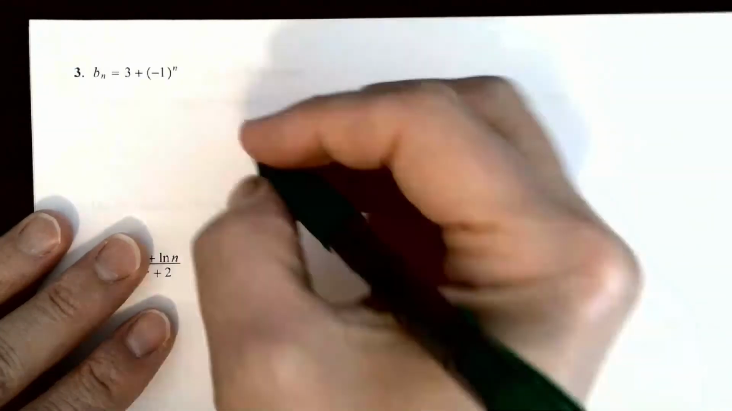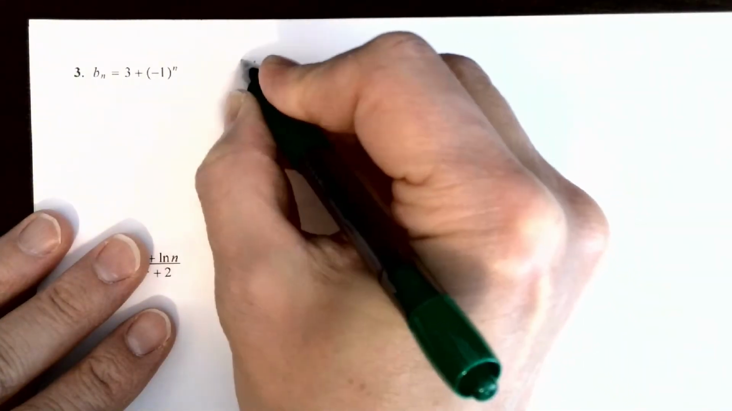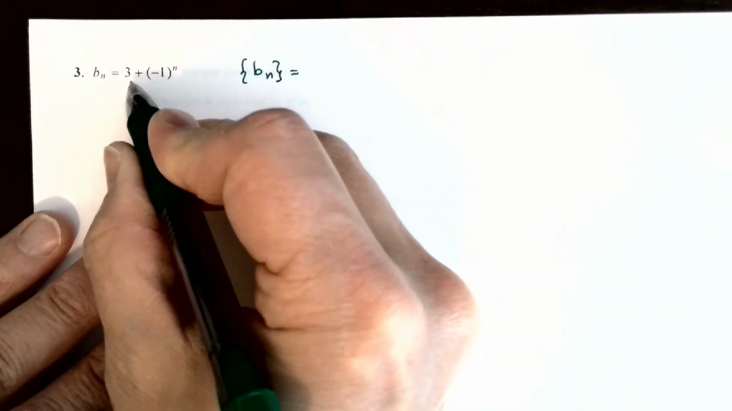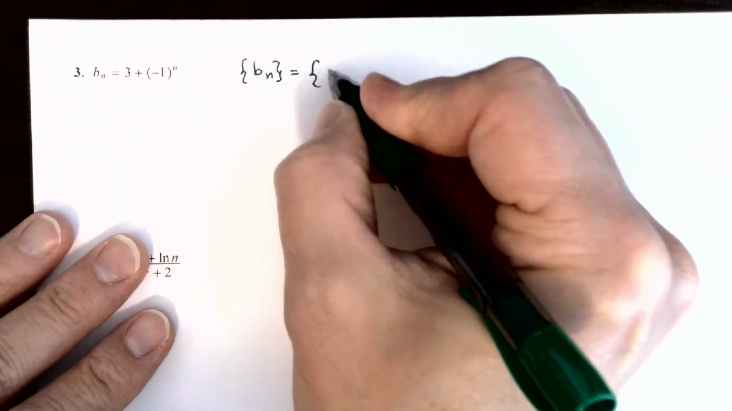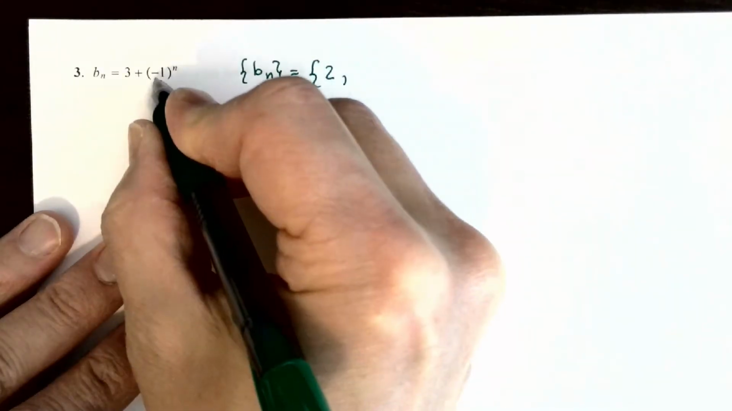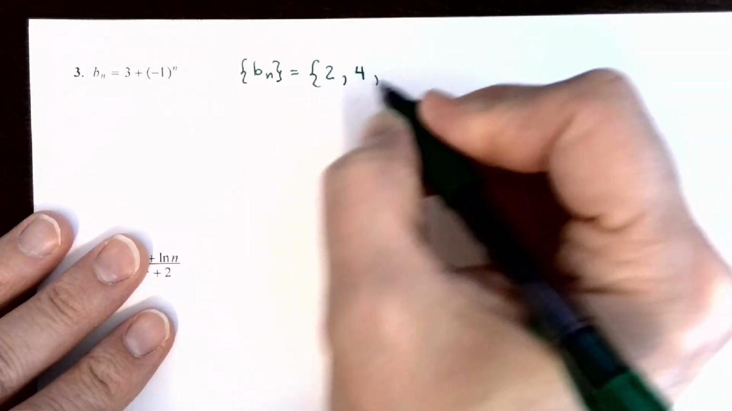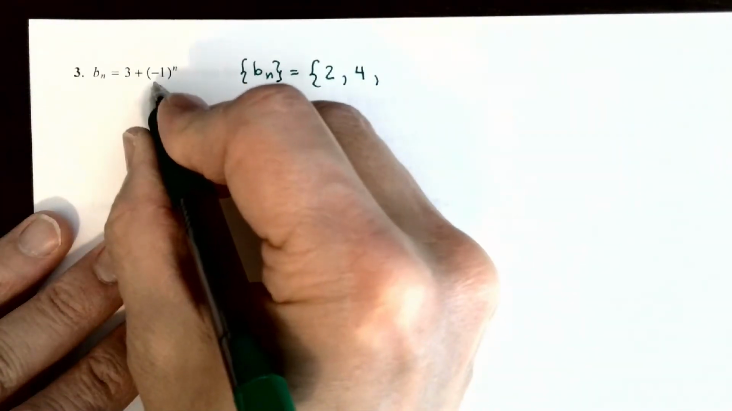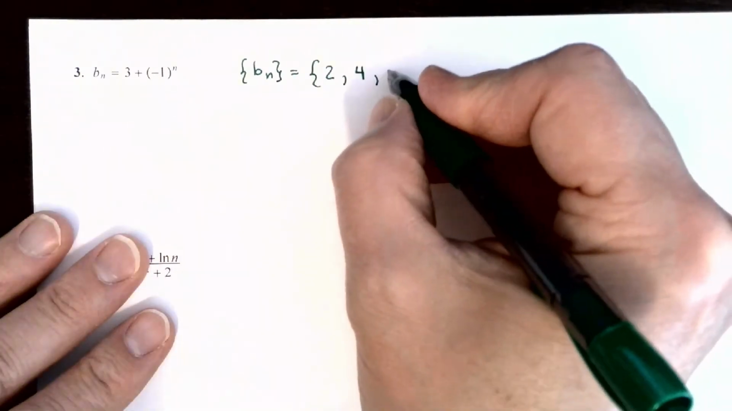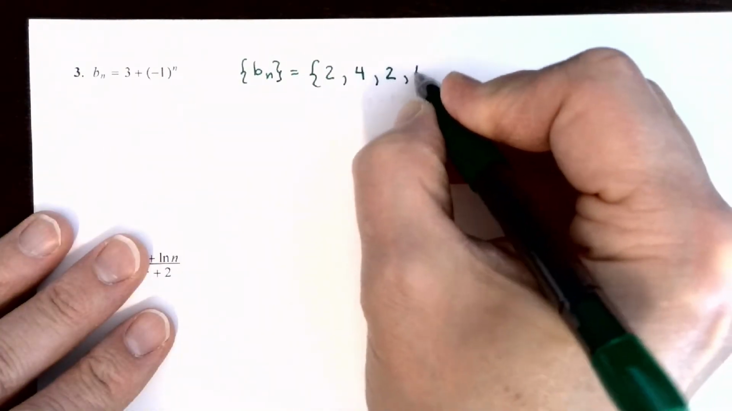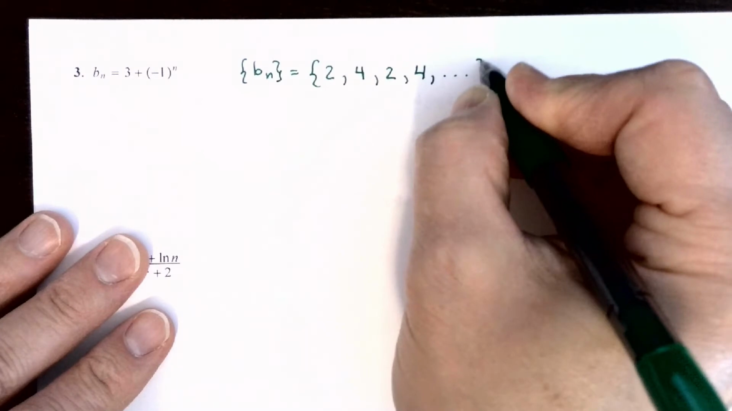We've already talked about this sequence here. All right, so remember this sequence, b sub n. When n was 1, I get 3 plus negative 1, which is 2. When n was 2, I get 3 plus negative 1 squared, which is 3 plus 1, 4. And when n is 3, I get 3 plus negative 1 cubed, which is negative 1, so 3 plus negative 1, back to 2. It just keeps bouncing back and forth between 2 and 4.